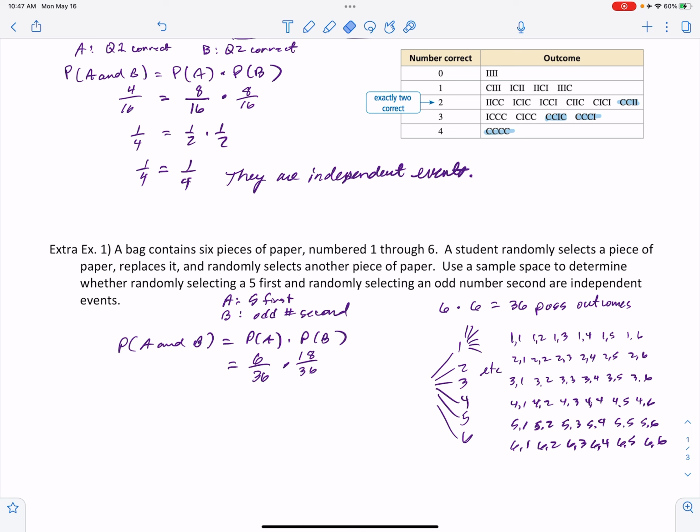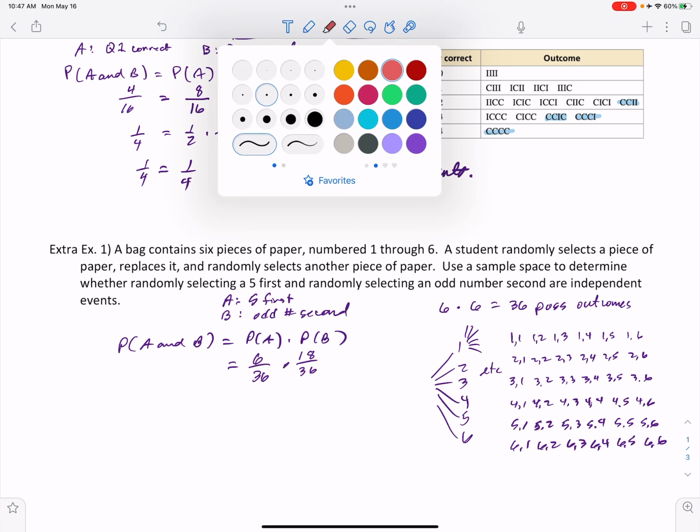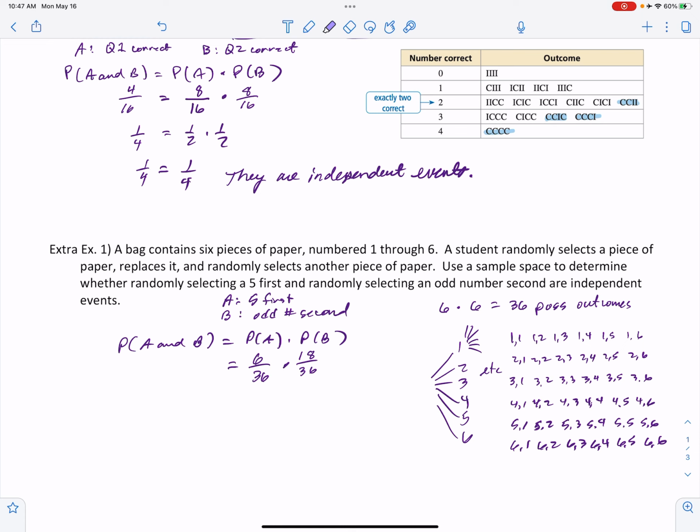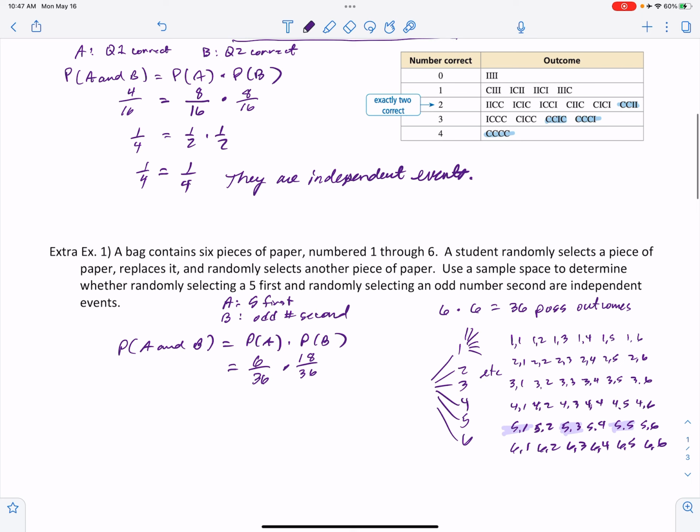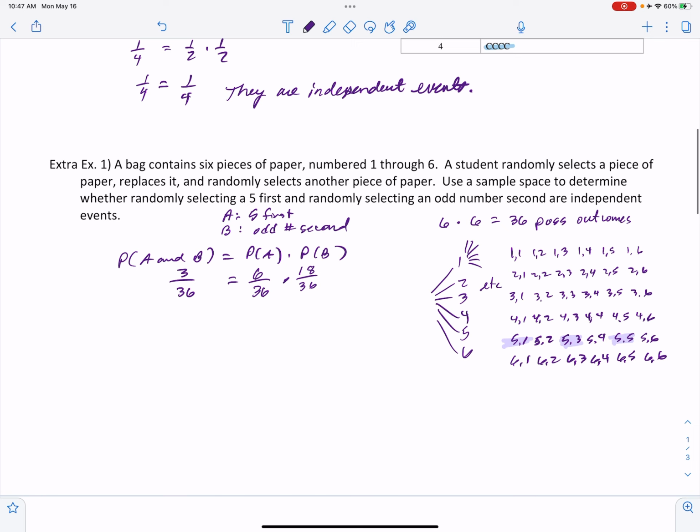That's the right-hand side. Now, on the left-hand side, probability of A and B, where 5 is first and the odd is second, well, that's fewer cases. 5 is first and odd is second are only those 3 cases. So the probability of that happening is 3 out of 36. So I expect them to be independent. Do they reduce to the same? This is a 1/12. This is a 1/6 times a 1/2. And yes, 1/12 equals 1/12. They are independent.